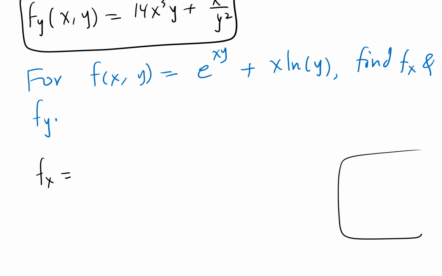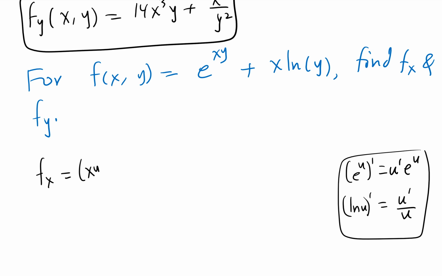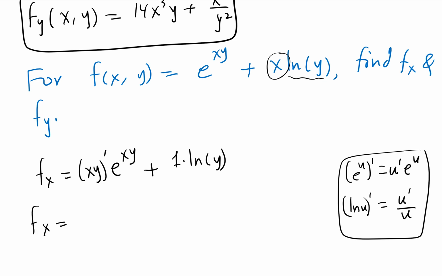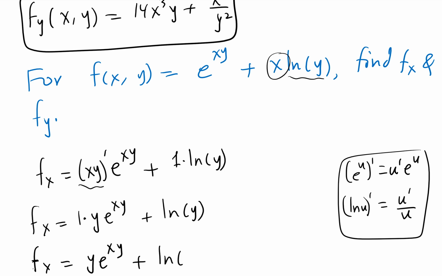If you recall two things, derivative of e to the u is u prime e to the u. And derivative of natural log of u is u prime over u. So for this one, I need to find the derivative of the exponent times itself, plus I'm finding the derivative with respect to x, so the natural log of y is just a constant, keep it as is. Derivative of x is 1. So what's the derivative of this one with respect to x? Just the derivative of x, which is 1, times y is a constant. This stays the same, this stays the same. So that gives us y e to the xy plus natural log of y.